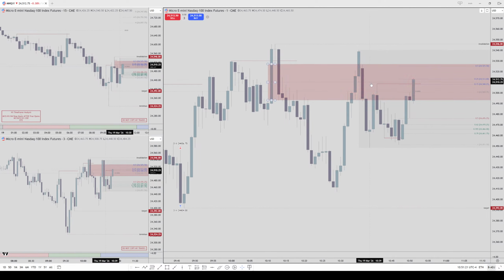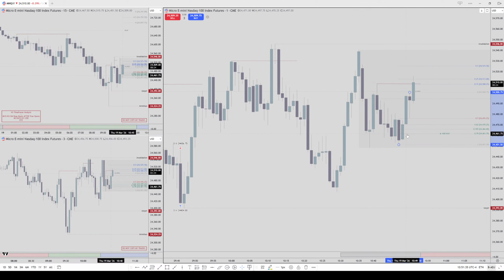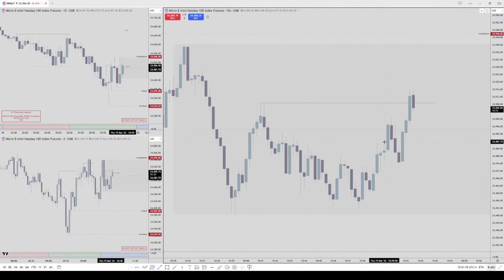Okay, now that we have taken out the swing high, I would like to see this high remain intact. Okay. I'm not going long yet because we do have relative equal lows down here, and no SMT as well. So I don't see a reason why we should trade higher.